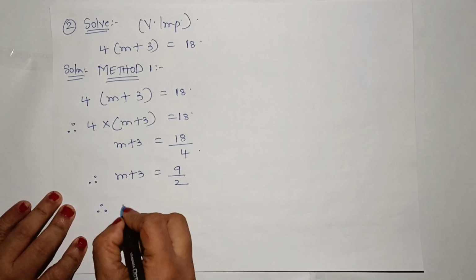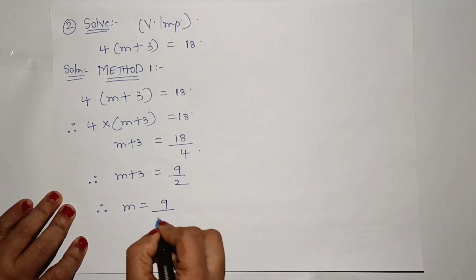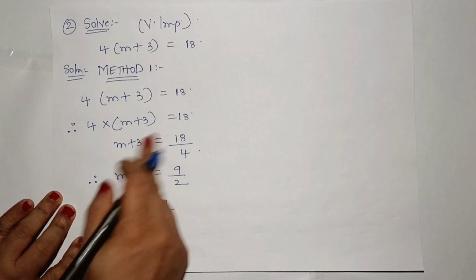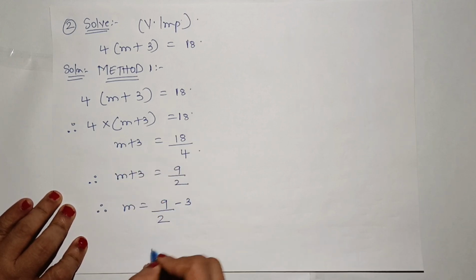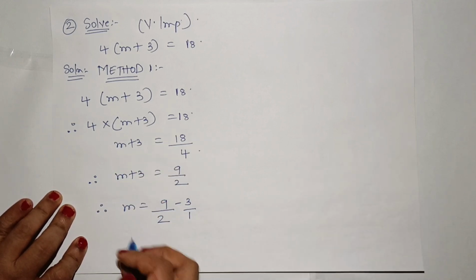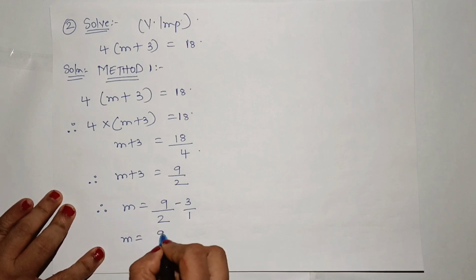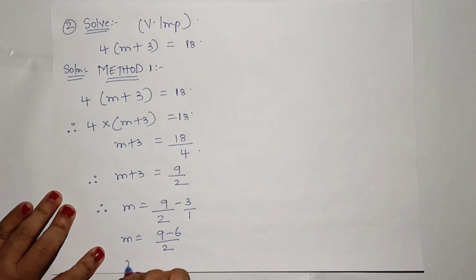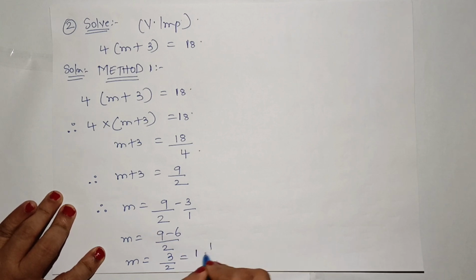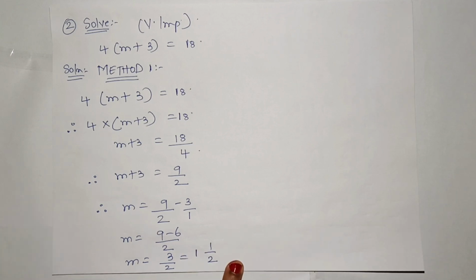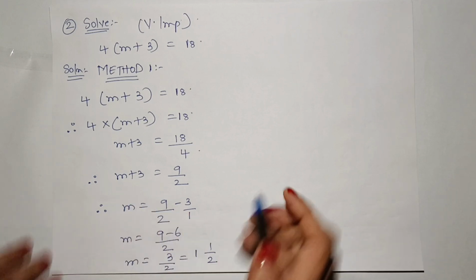Now find out the value of m. First write 9 by 2, shift this plus 3 to that side, means transposing method, LCM of 2 and 1. I hope you know how to do. So your answer of m is what? 3 by 2, which is equal to 1 and half. Now this is method 1.